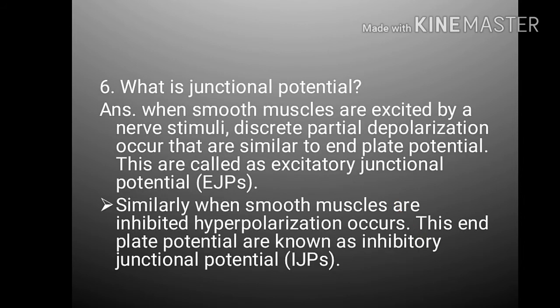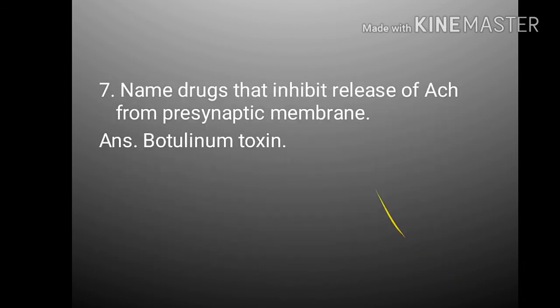What is junctional potential? When smooth muscles are excited by a nerve stimulus, discrete partial depolarizations occur that are similar to end plate potential. These are called excitatory junctional potentials. Similarly, when smooth muscles are inhibited, hyperpolarization occurs. These potentials are known as inhibitory junctional potentials.